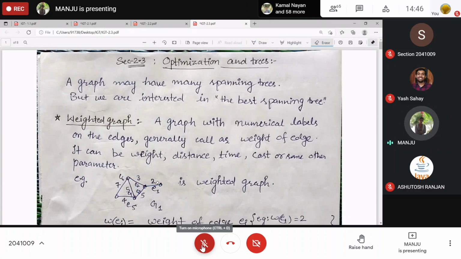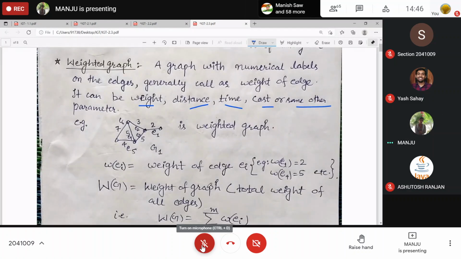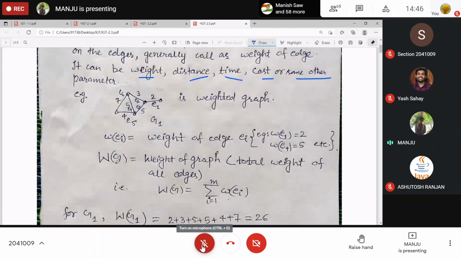Okay, but out of these 8 spanning trees, we want a spanning tree with the minimum weight. And weight means the weight of these edges, this numerical number associated with every edge. This can be the distance from one place to another place, time taken from this to this, or cost, or some other parameter. Okay. Total weight of the graph will be the summation of all these edge weights.